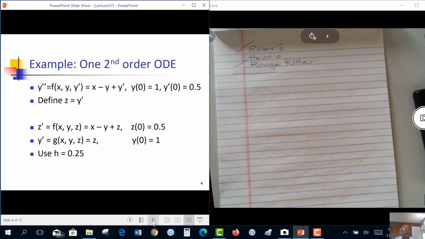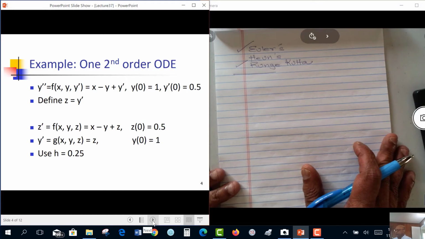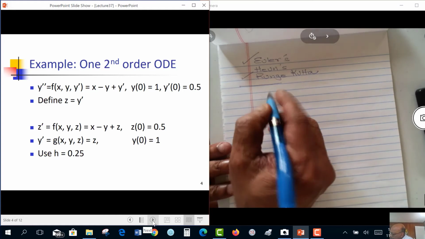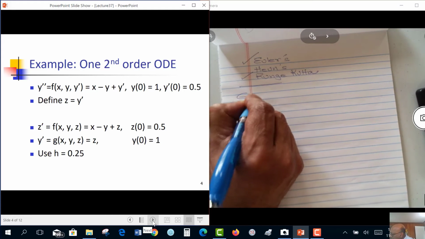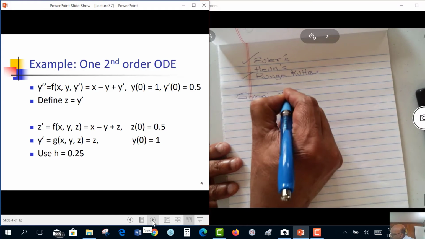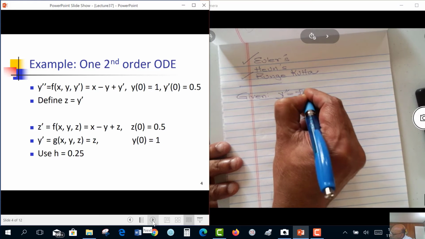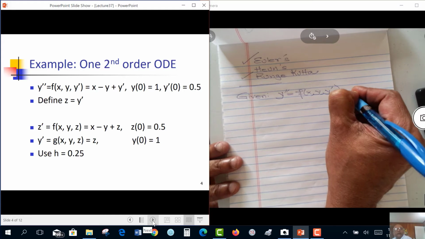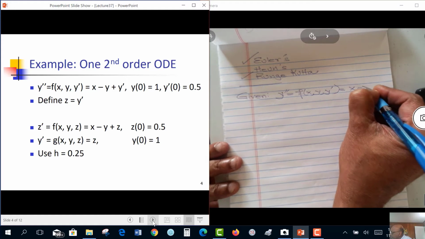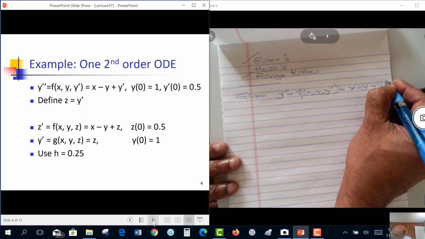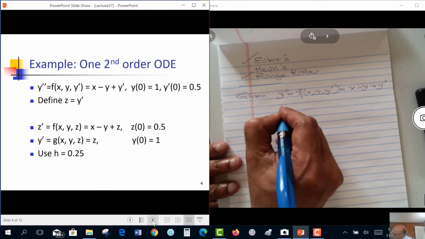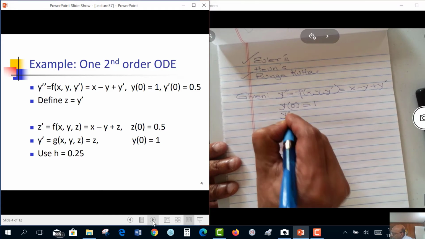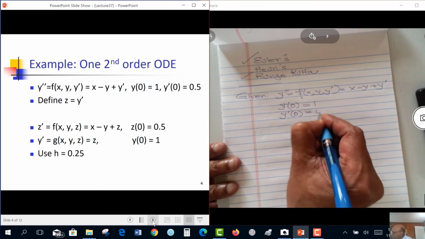Okay, so let's pick an example. In this example, we are given that our second derivative y double prime, which is a function of x, y, and y prime, is a simple function. Let's say it is x minus y plus y prime. And we are given initial conditions: y at x equal to 0 is 1, y prime at x equal to 0 is 0.5.